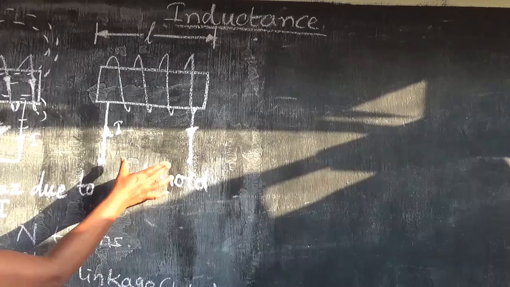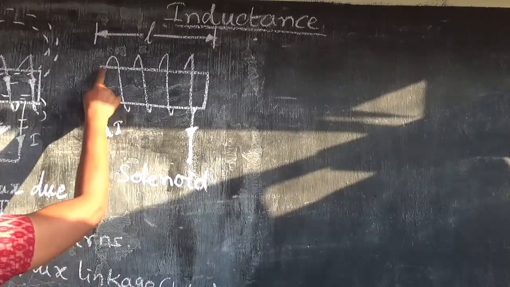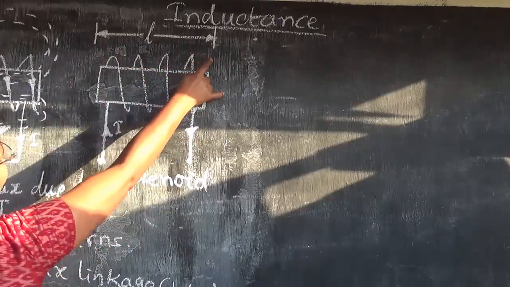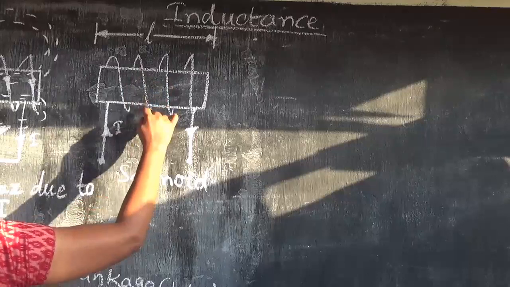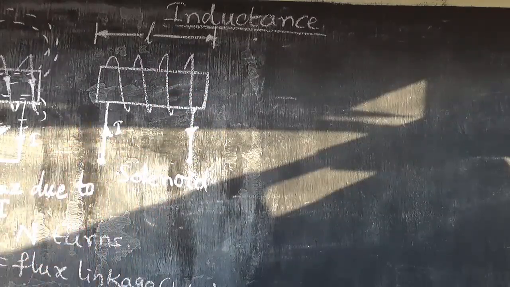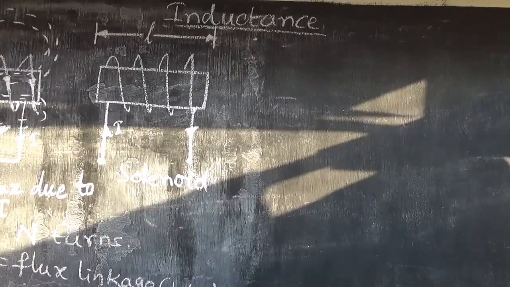So this is the arrangement of solenoid, and the length of this material, ferrite rod, is going to be L. Along that length L, the coil is wound, and the current I is flowing through this. This is the arrangement of a solenoid. So what is the inductance of this solenoid? We are going to calculate now.